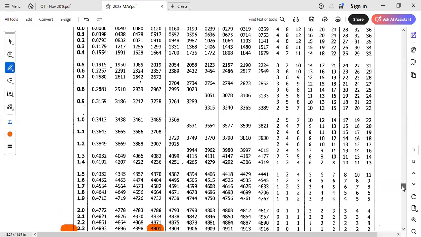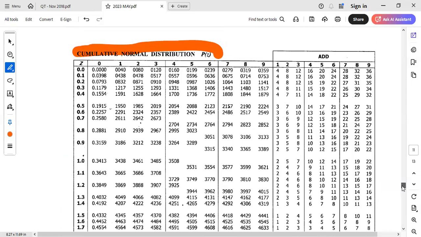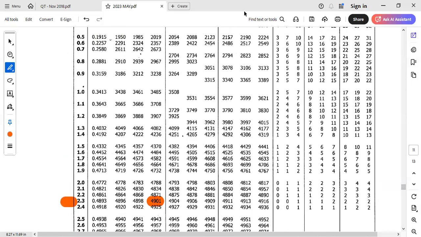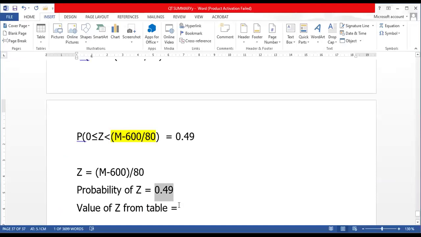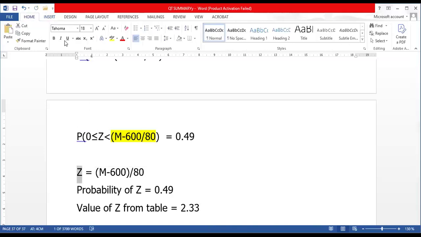Have you all observed how we get the value of Z? Yes. So the value of Z from the table is 2.33. So I have the Z value now. Since I have this Z value, I can get the M I'm looking for.